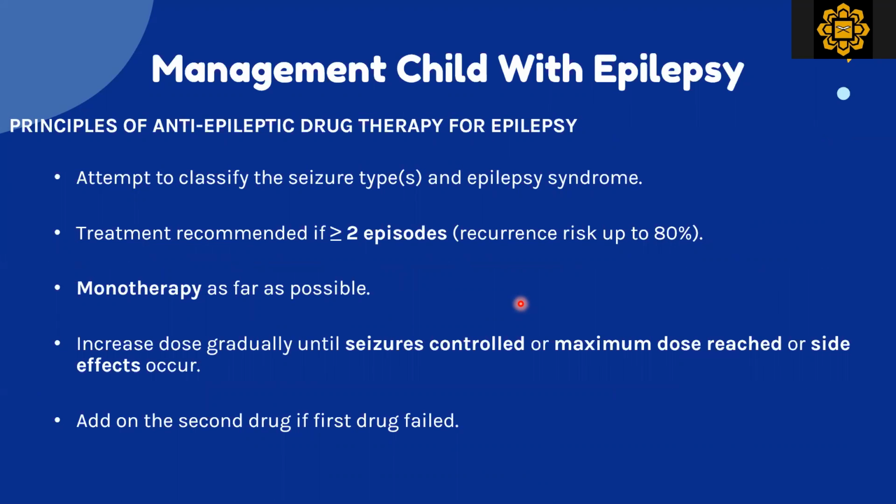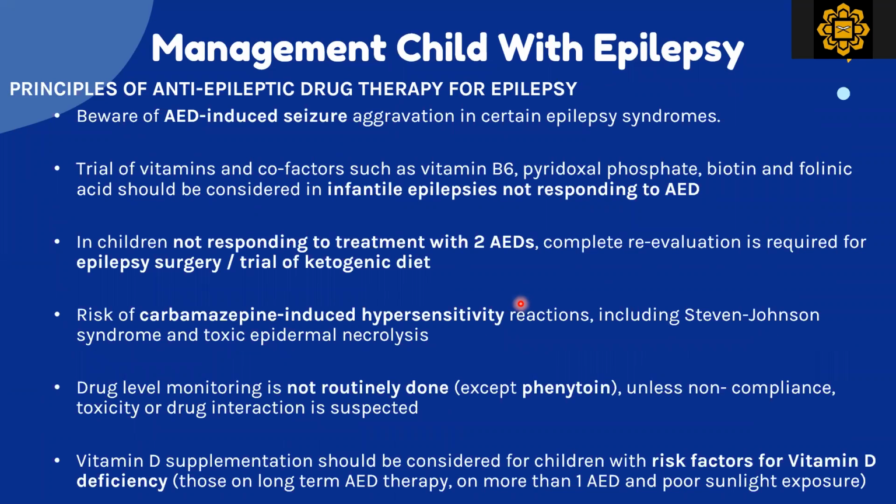So this is the principle of anti-epileptic drug therapy. We need to classify, that's why I already mentioned how to classify. So treatment only when there are 2 episodes. For the first episode only, no need for treatment. Monotherapy as far as possible. Only add a second drug if the first drug failed. Okay. If not responding to treatment with 2 anti-epileptic drugs, you can try surgery or ketogenic diet.